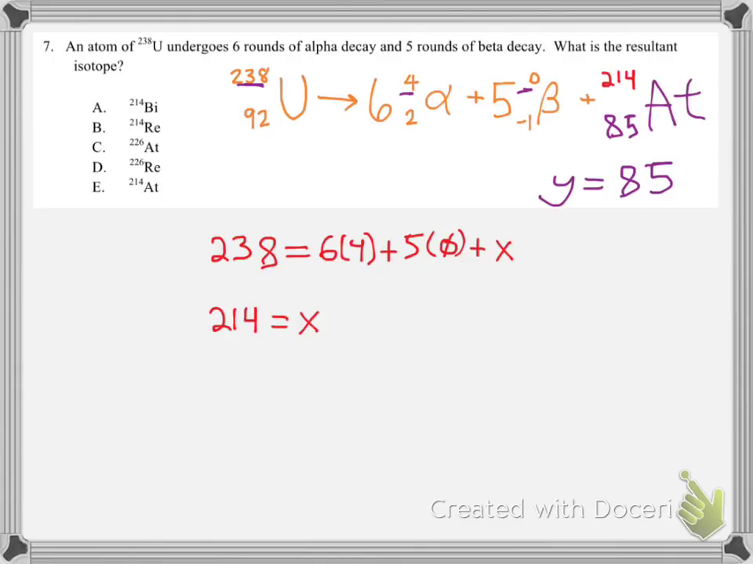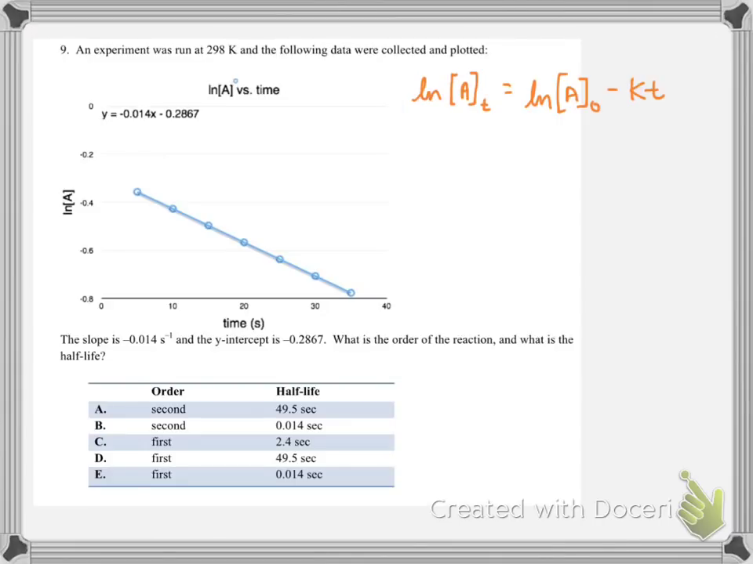So now we know the exact chemical identity of our mystery isotope. It is astatine-214. In this problem, we're given a plot of the natural log of concentration versus time, and we'll notice here that if we look at all of our data points, they're all nice and in a row. So, what does this mean?